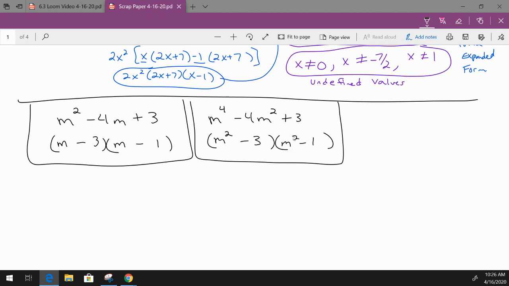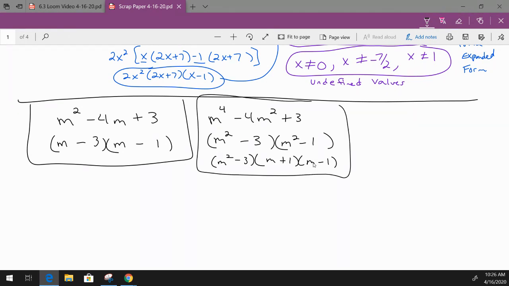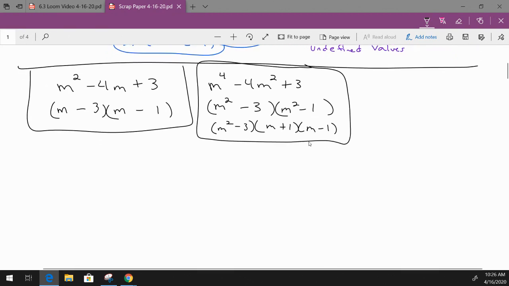And I just noticed this m squared minus 1 is a difference of 2 squares. So this actually can be factored a little bit more. So you would factor the m squared minus 1 into m plus 1 times m minus 1. So that's the other thing that could be different. When you start getting higher degrees, you might get a difference of squares or a difference of cubes. All right, so let's take it up a notch.